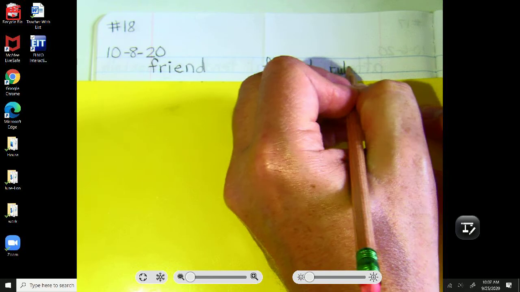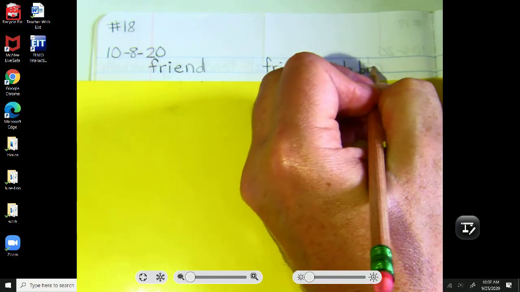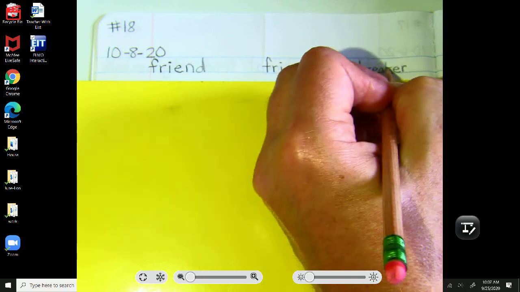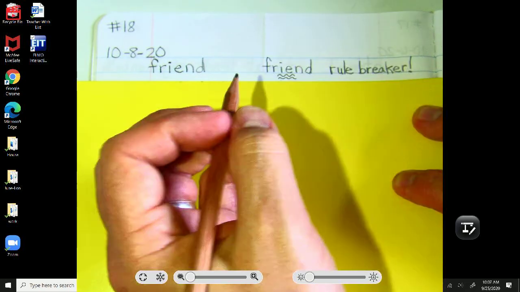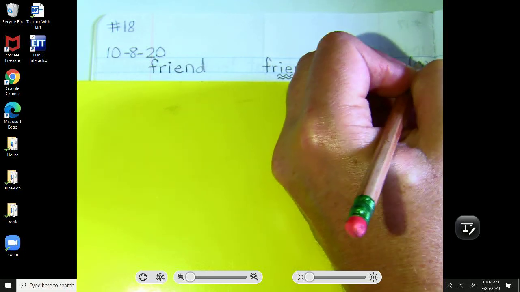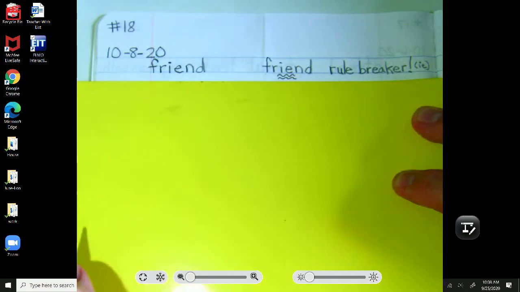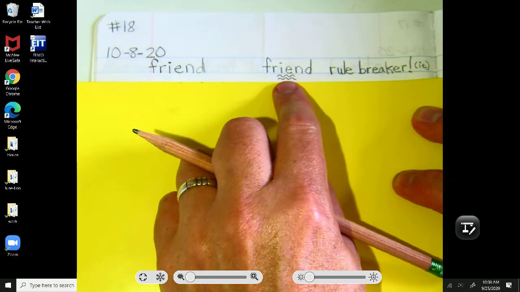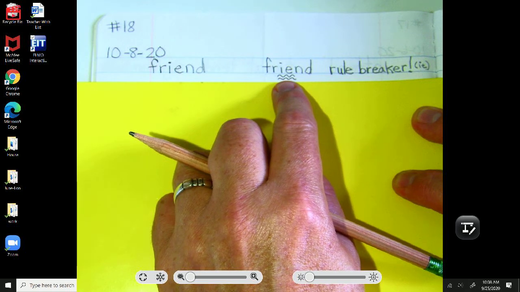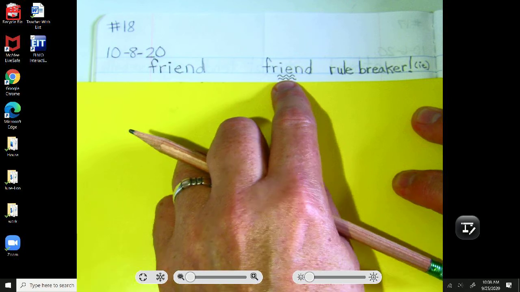Now, I'm guessing most likely when you analyzed, you probably didn't get that, and that's okay. Remember, that's us learning. So, for now, rule breaker, that IE, right? It's not saying the sound it should. So we're calling that a rule breaker. E, the E of field, I, the I of pie, not saying E or I. So, rule breaking. Friend.